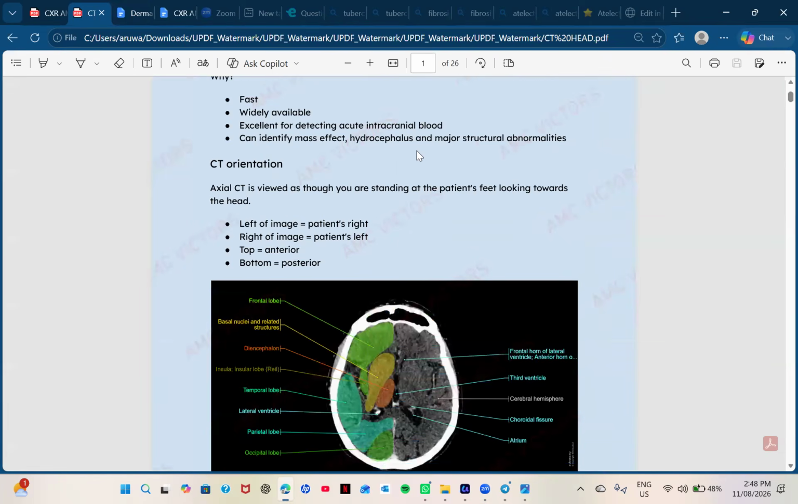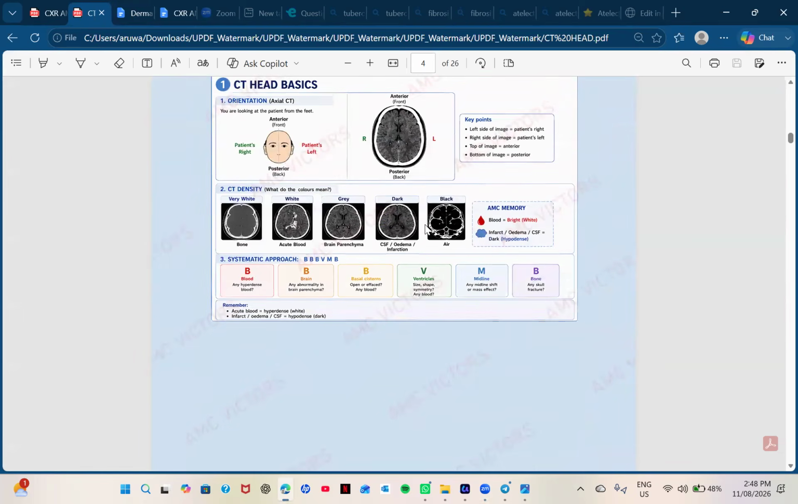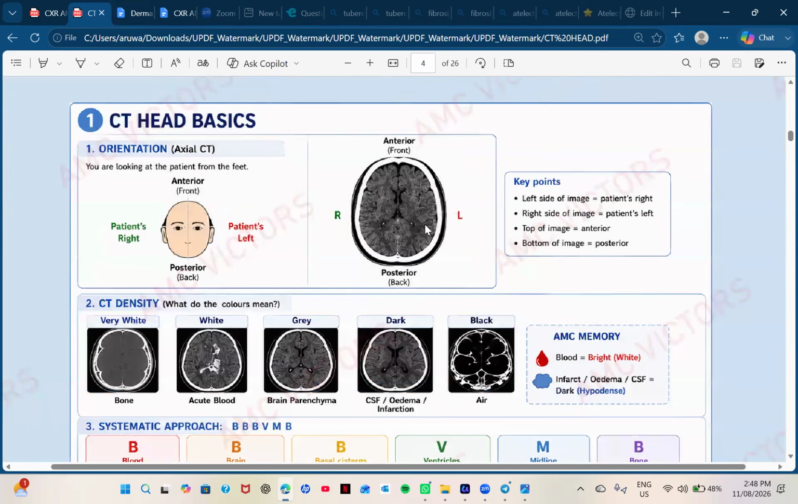Here you can see the basics, just the orientation. We have axial CT, the most common one they are giving, right? The left side of the image is the patient's right, and the right side of the image is the patient's left. The top of the image is anterior and the bottom is posterior, like this.